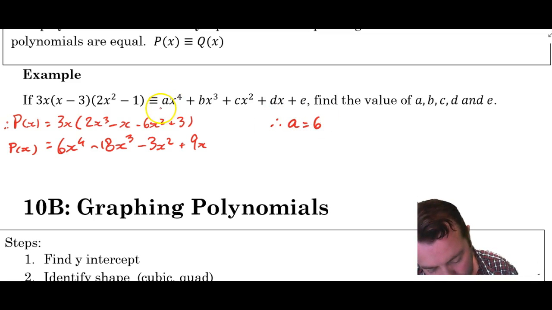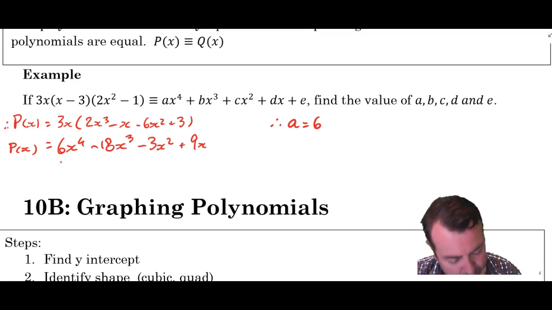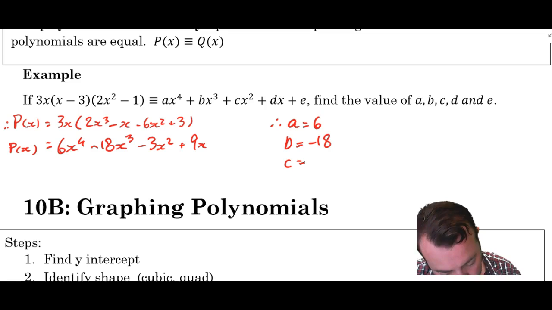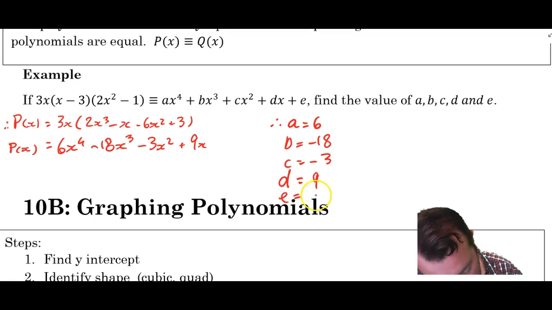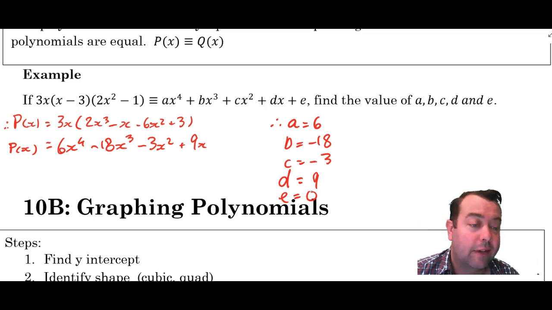Because a will be the coefficient of the fourth power. That means that b equals negative 18. C will equal my squared term. C equals negative 3. D equals 9. And E equals 0, because there is no constant. All good? So that's how we operate with identically equal polynomials, and sometimes that gets us out of a bit of a fix too.